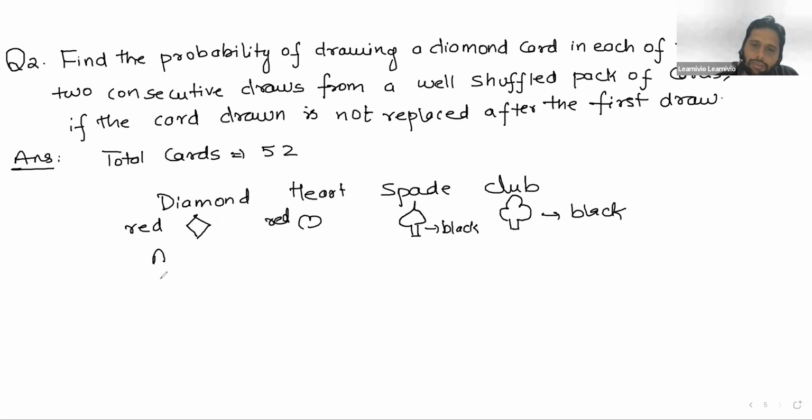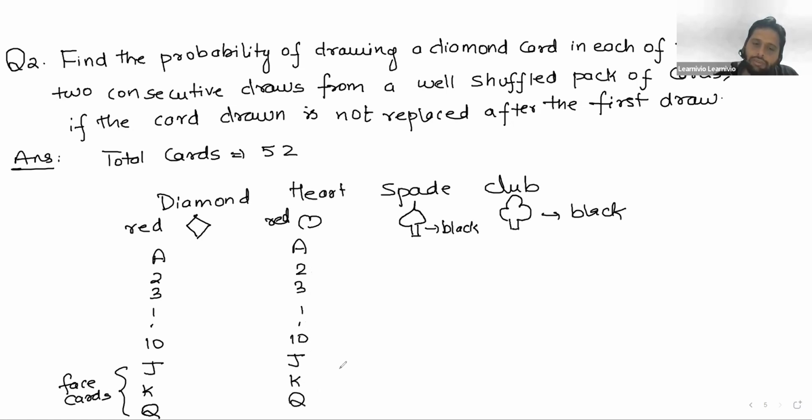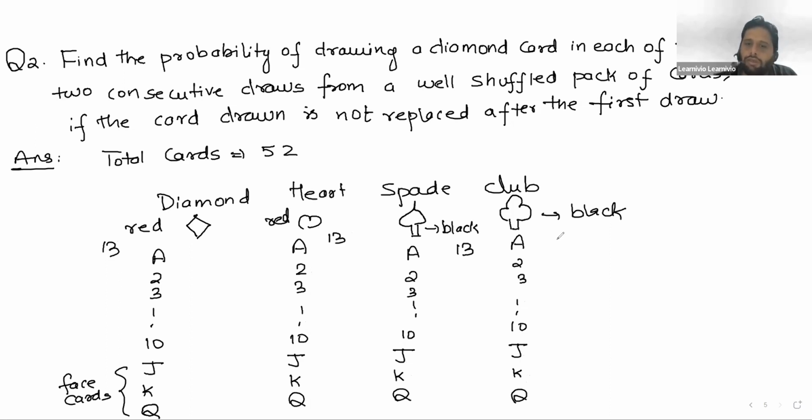Now the cards start from Ace, then 2, then 3 up to 10. Then you have Jack, King, and Queen. These are face cards. Similarly in heart also you have Ace, 2, 3 up to 10, then Jack, King, and Queen. Similarly here also, and here also. So in total, if you count, these are 13, 13, 13, and 13.